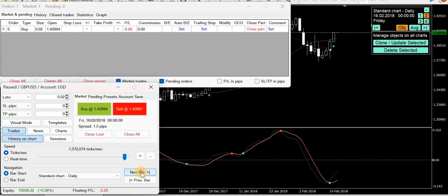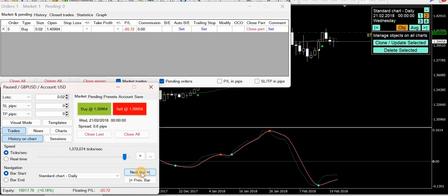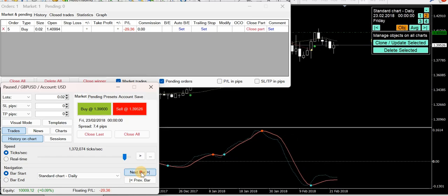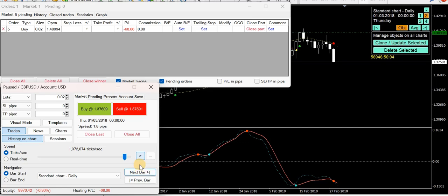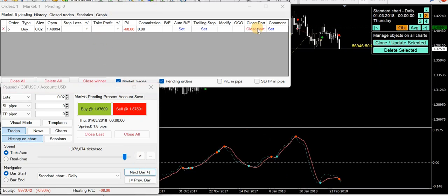I'm trying to get it in a bit of trouble here, and here we go, hopefully. Come on, let's go. So we still got that buy happening. All right, here we go. This is good. Just make that a bit smaller so you can tighten it up a bit. Now we've got a hedge sell.